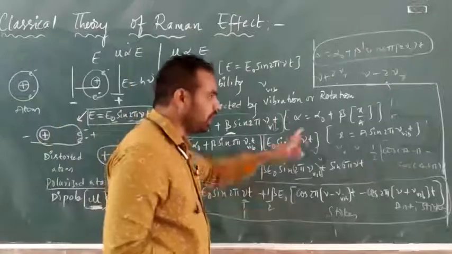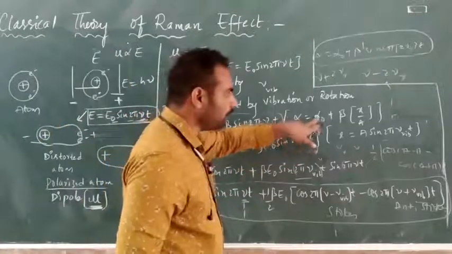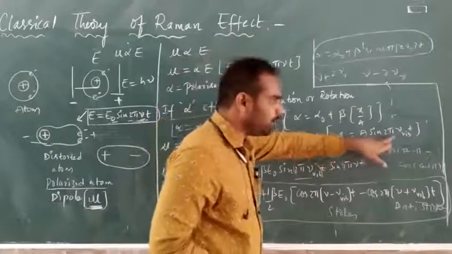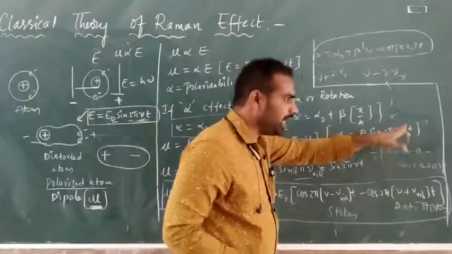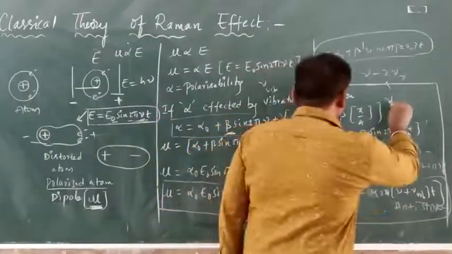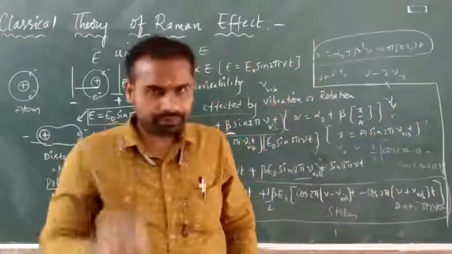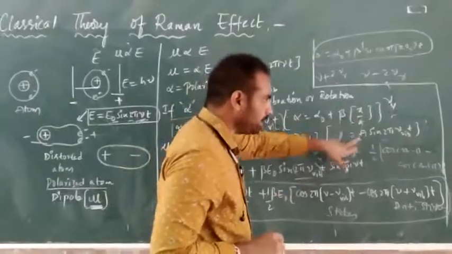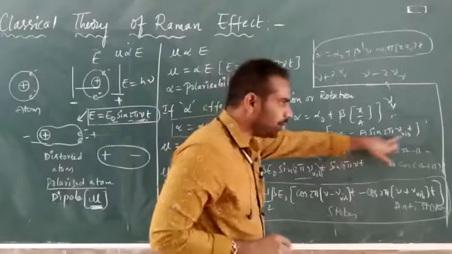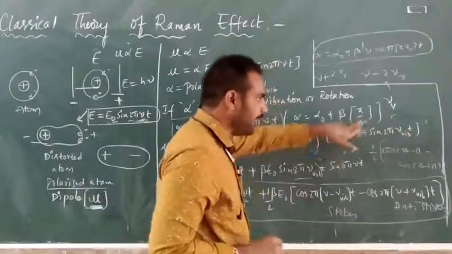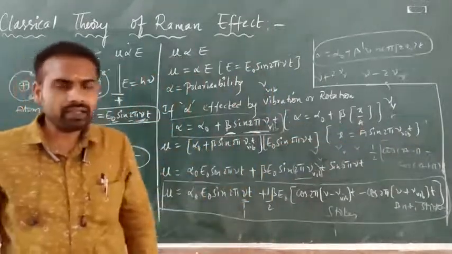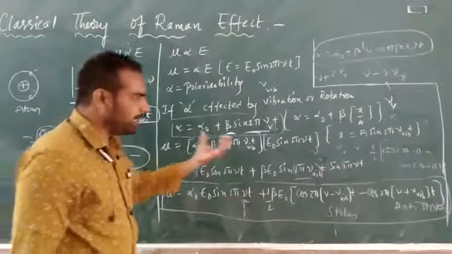In your textbook, given alpha is equal to alpha naught plus beta into x by a, where x is equal to a sine 2 pi nu VIB into t. In your textbook, instead of nu VIB, we have given nu V. So here, in place of x, a sine 2 pi nu VIB into t, a gets cancelled, and then you will get this expression. Just for understanding purpose, it is very easy.